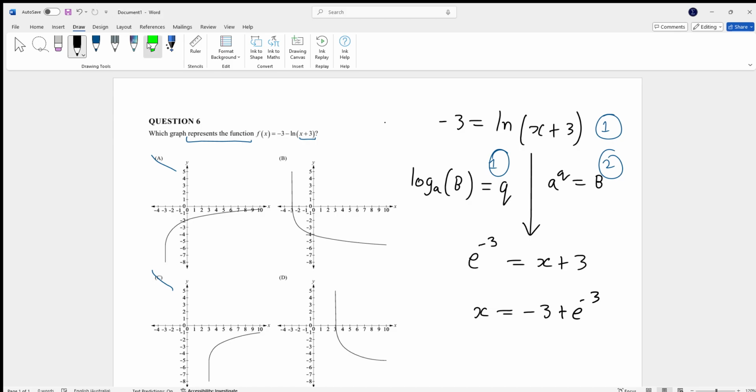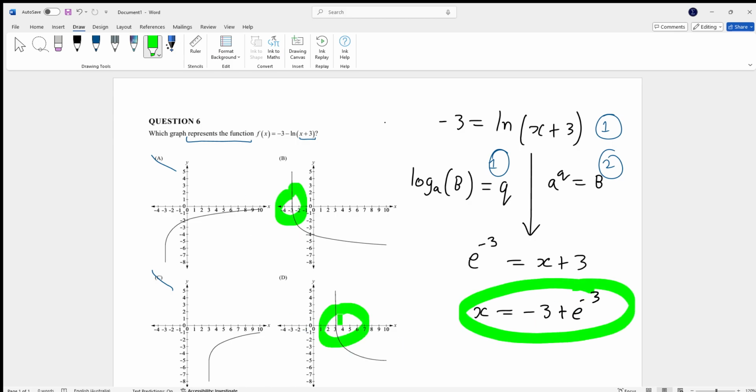Now I know what you're thinking, but sir, that's not -3 or 3. Well, here's the thing, what we've got to understand conceptually here. e to the negative 3 means 1 over e to the power of 3. And that is going to be a small number, okay? Now, if you look here on the diagram, it is only very slightly in front of negative 3 and very slightly in front of positive 3.